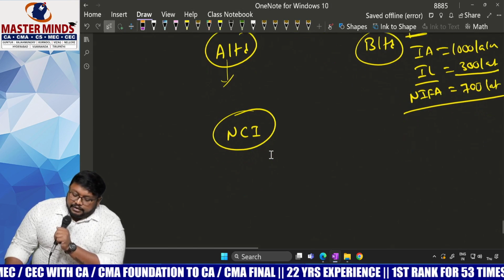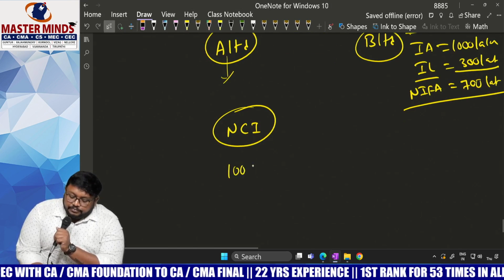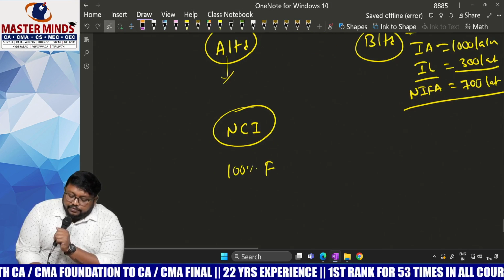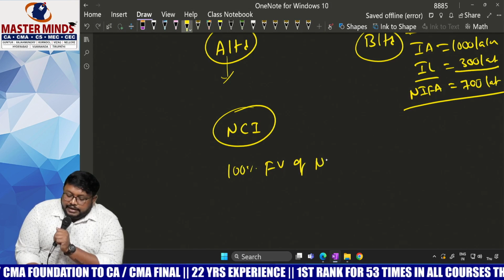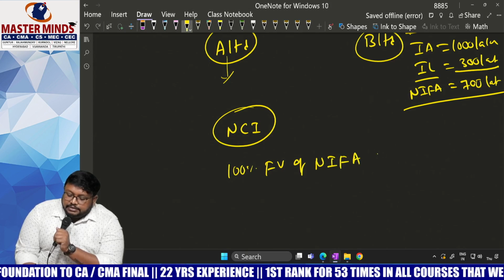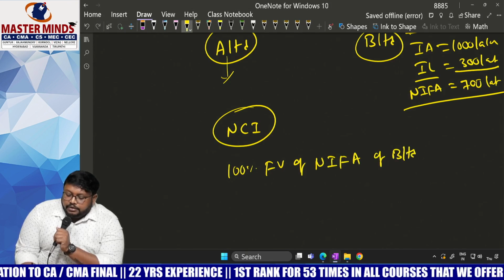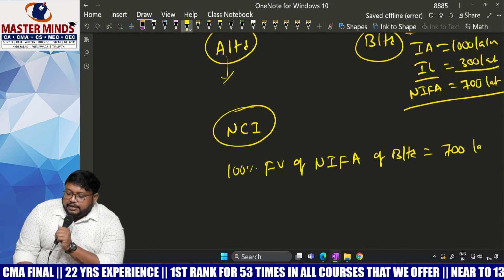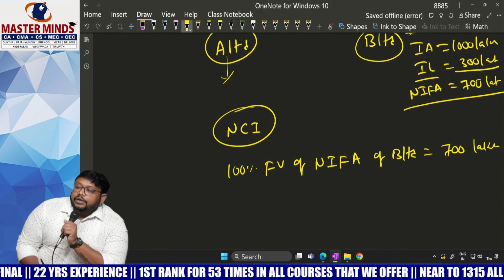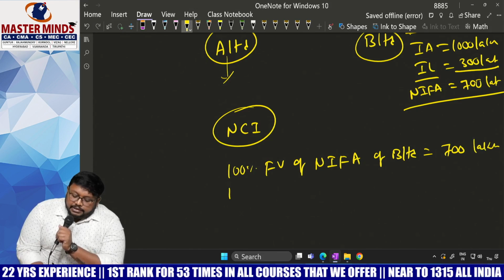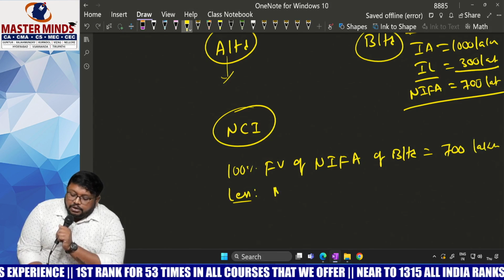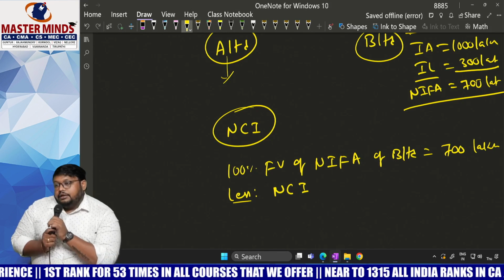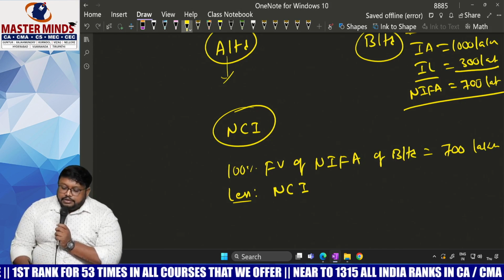First, we will take 100% fair value of net identifiable assets of B Limited. So what is the 100% value? 700 lakhs. Listen carefully. Full value we will take. From this, we will deduct non-controlling interest.